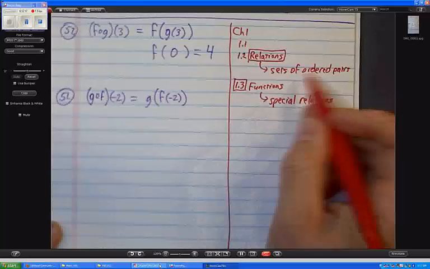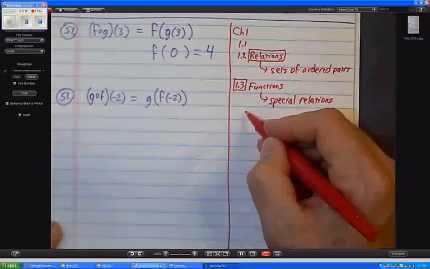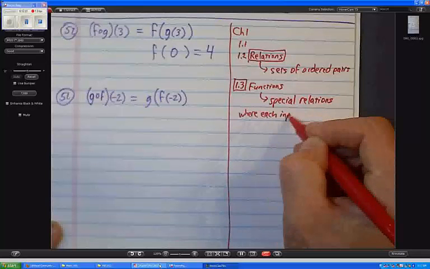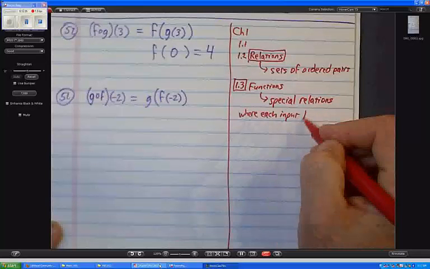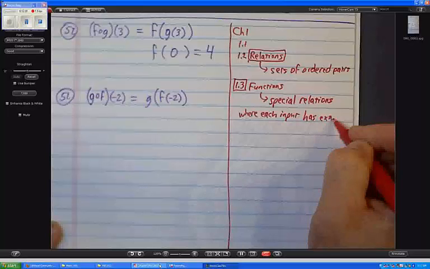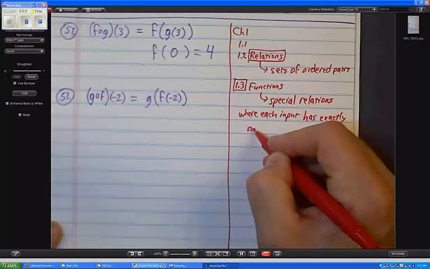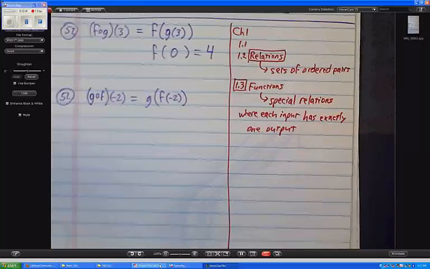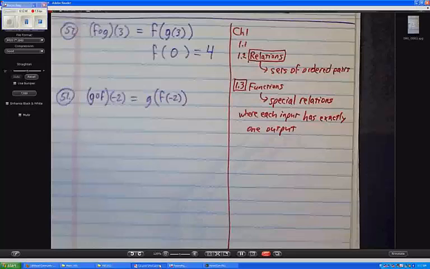Functions are a set of ordered pairs where each input has what? Yeah, exactly one output, no more. For a relation, that doesn't have to be true. But I think that these are functions. They have to be if we're going to talk about composition.